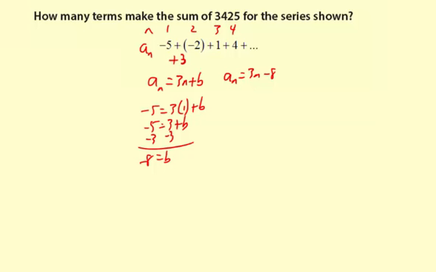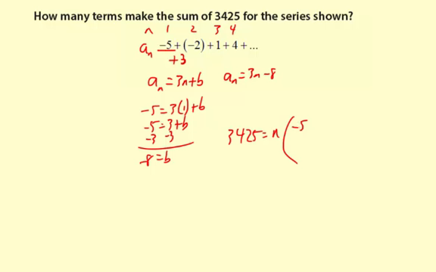Okay, so we want to know how many terms will make the sum 3425. So I know my sum is going to be, let me write that down, 3425. And I know how the sum is found. It's the number of terms times the average of the first term and the last term. So the first term is -5, that's given to us right here. And the last term, I don't know, because I don't know how many terms.